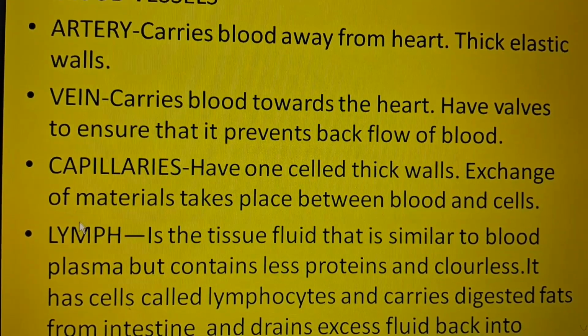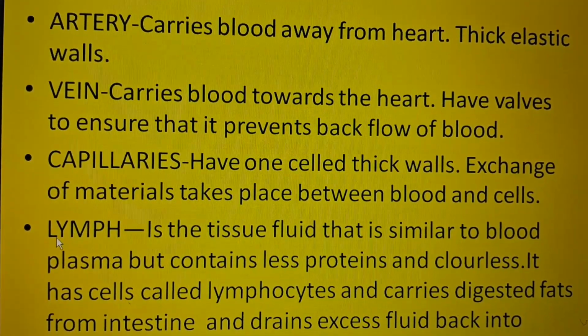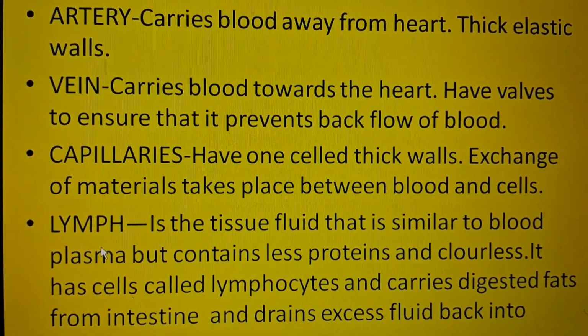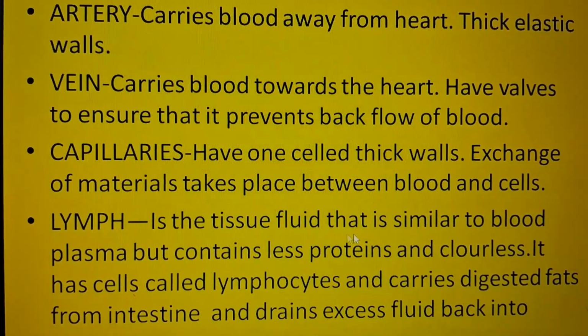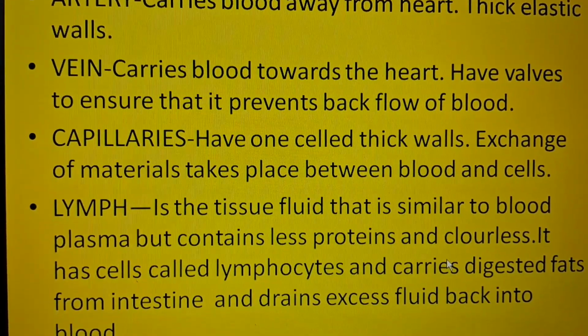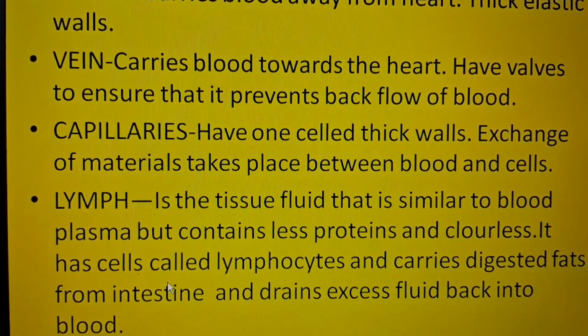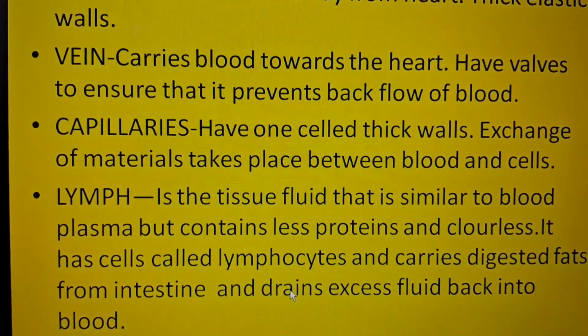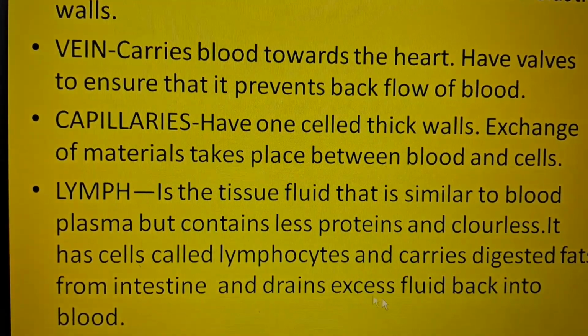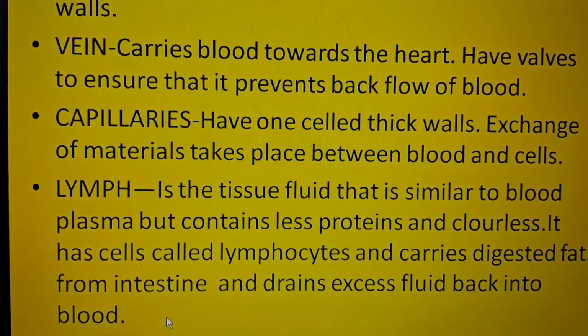Now coming to the next fluid present in the body, it's lymph. So the first fluid was the blood and the second fluid is the lymph. Now what is lymph? It's a tissue fluid that is similar to blood plasma, but it contains less protein and it is colorless. It has cells called lymphocytes. Now what is its function? It carries digested fat from the intestine and drains excess fluid back into the blood.